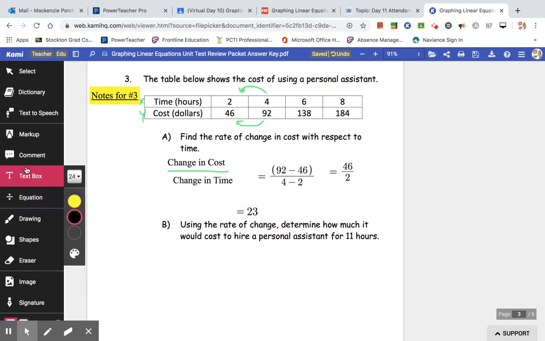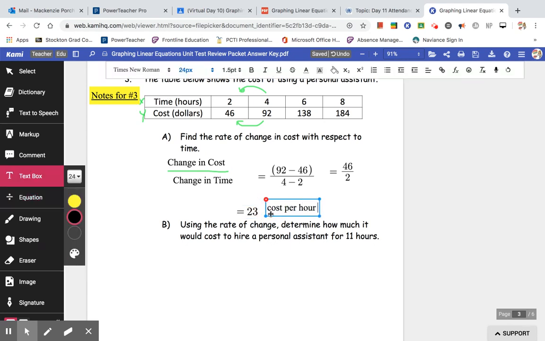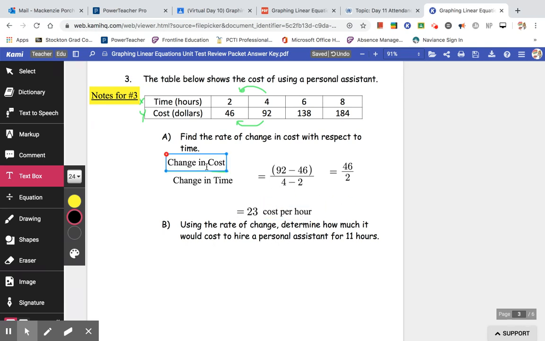Here, I'll put this as a text box. What do we cost per hour? If that said miles there instead of cost, it would be miles per hour. If it said like items per hour, whatever the y value is goes first, and then it's always per whatever the time value is.